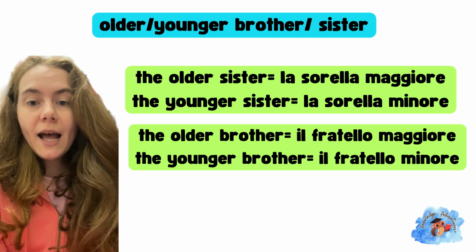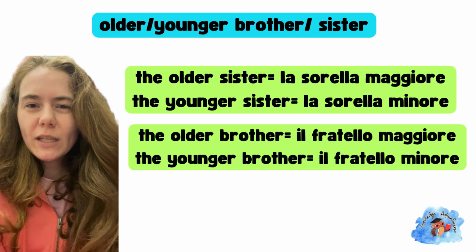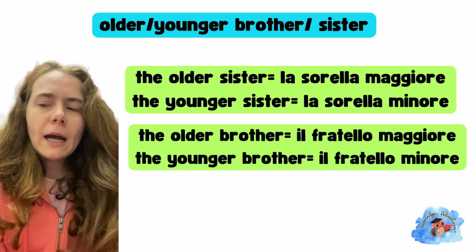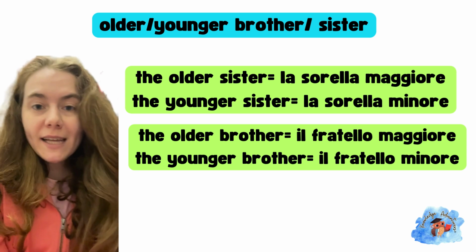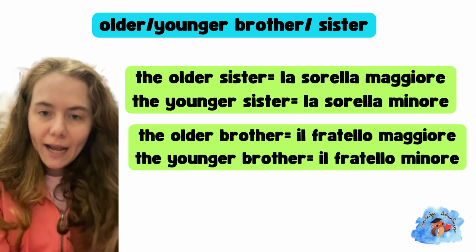La sorella minore. Now you might be wondering, why wasn't it the other way? Because really saying the sister younger. But in Italian, the adjectives usually go at the end. They want to tell you what they're talking about first. So that's why they said sister first, and then they added the describing word.